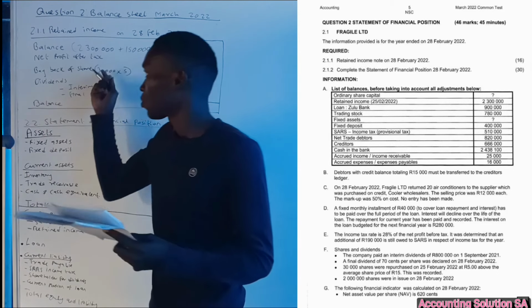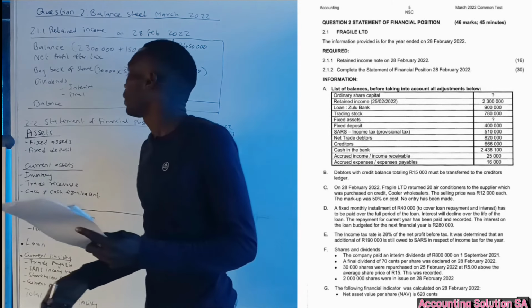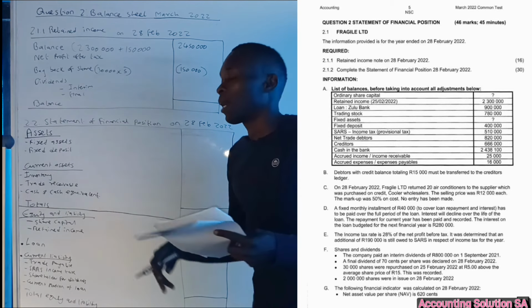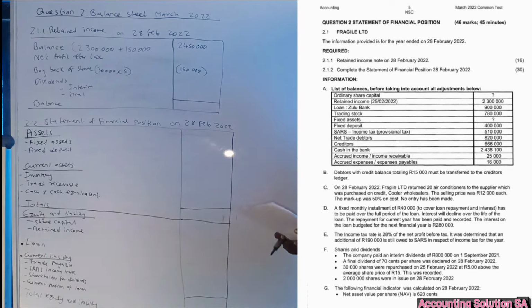I was doing this one because I already explained it. Now we are subtracting it again. Net profit after tax: if you check on our table, they only give us SARS income tax. We don't have any income statement here from which we can identify net profit after tax.